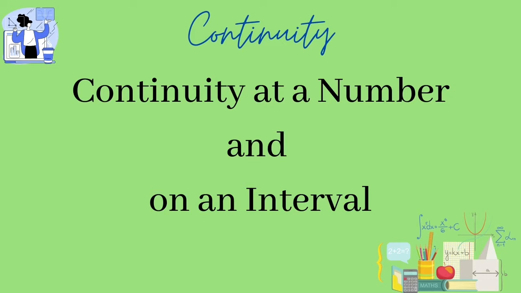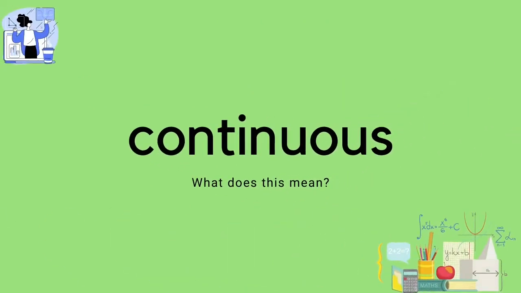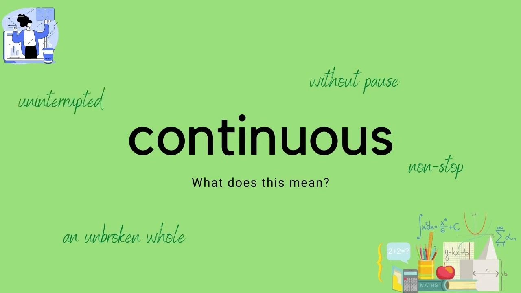Continuity at a number and on an interval. What does the word continuous mean? An unbroken whole, non-stop, without pause, uninterrupted. How can these ideas be translated into graphs of functions?